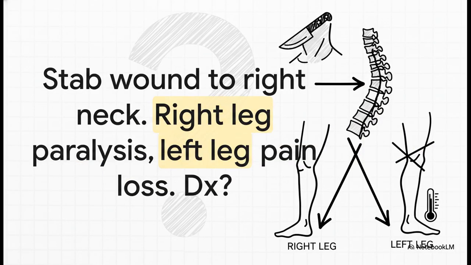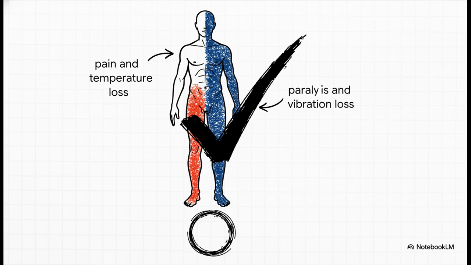All right, time for a quick pop quiz. A classic case. You've got a 25-year-old guy who got stabbed in the right side of his neck. His exam shows he can't move his right leg and has no vibration sense there. But he can't feel pain or temperature in his left leg. So what have you got? And if you said Brown-Séquard syndrome, you nailed it. Absolutely correct. See? You took the pieces, you understood the pathways, and you put it all together to solve the puzzle. That's what localization is all about.